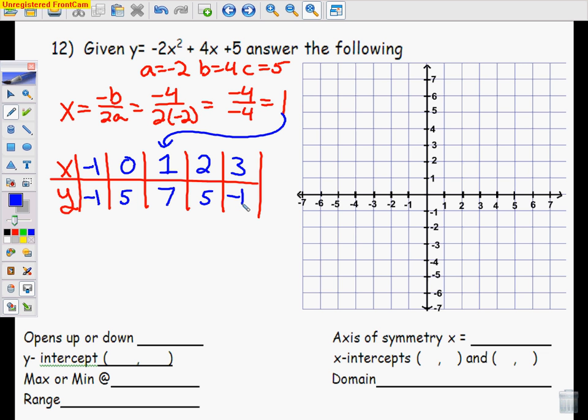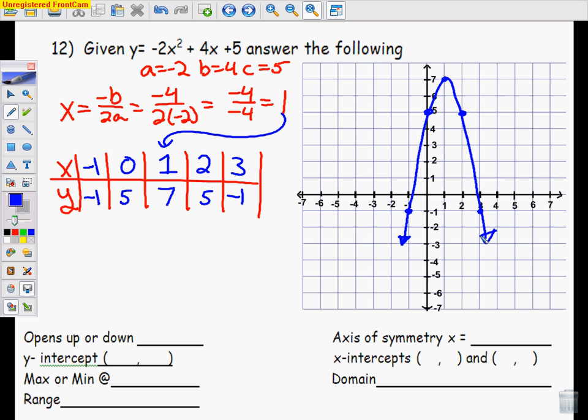Alright, so from there, you can go ahead and plot those values. Negative 1 is here. 0, 5 is up here. Positive 1, 7 is here. 2, 5 is here. And 3, negative 1 is here. And then you're going to go ahead and connect your parabola with as smooth a curve as possible. Alright, so there's our parabola.